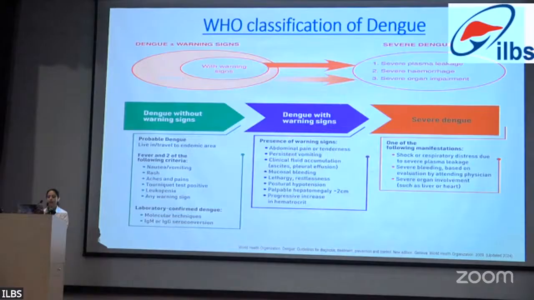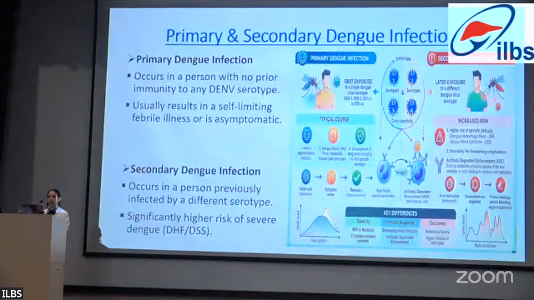Dengue with warning signs is the presence of warning signs in the form of abdominal pain or tenderness, persistent vomiting, clinical fluid accumulation, mucosal bleeding, lethargy, restlessness, postural hypotension, palpable hepatomegaly more than 2 centimeters, and progressive increase in hematocrit. Severe dengue is defined as shock or respiratory distress due to severe plasma leakage, severe bleeding based on evaluation by the attending physician, and severe organ involvement such as liver or heart.